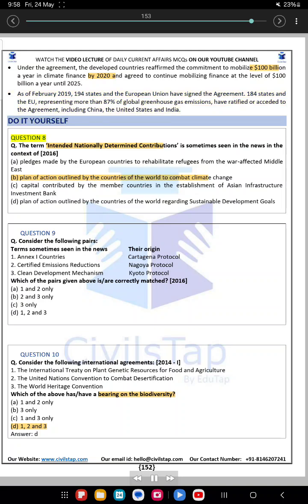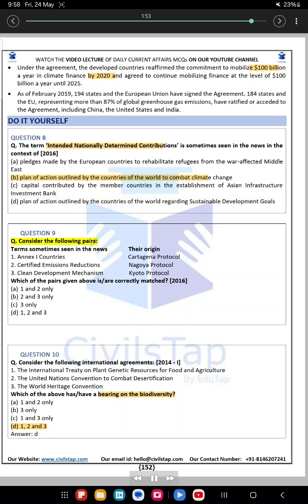Do it yourself. Question 8. Q. The term, intended nationally determined contributions is sometimes seen in the news in the context of 2016. A. Pledges made by the European countries to rehabilitate refugees from the war-affected Middle East. B. Plan of action outlined by the countries of the world to combat climate change. C. Capital contributed by the member countries in the establishment of Asian Infrastructure Investment Bank. D. Plan of action outlined by the countries of the world regarding sustainable development goals.